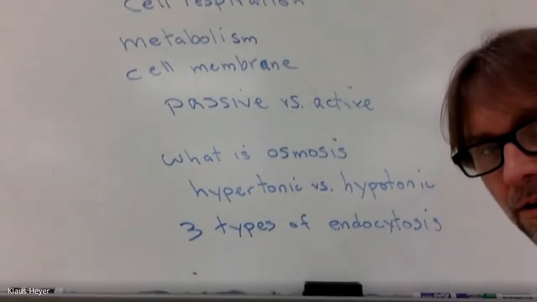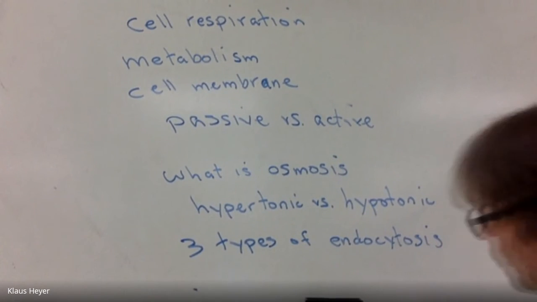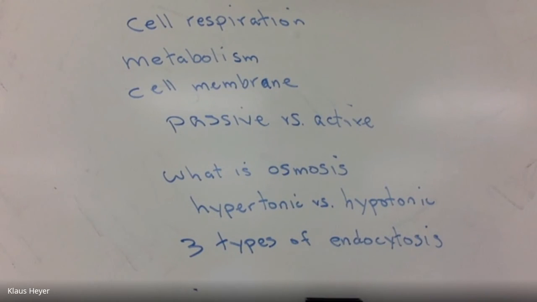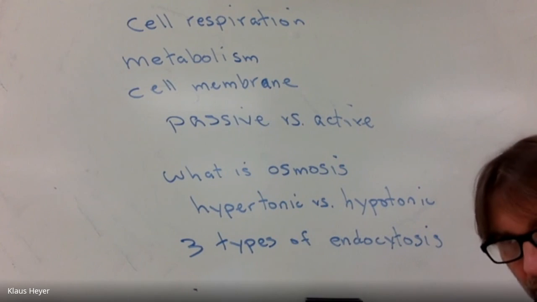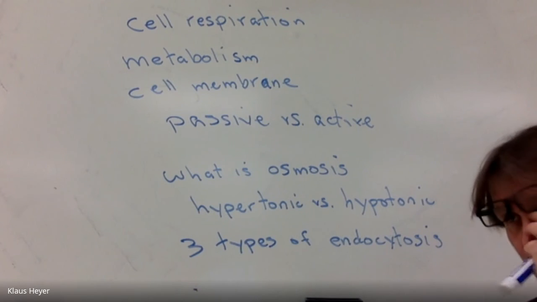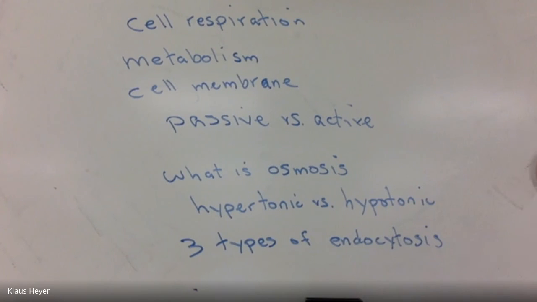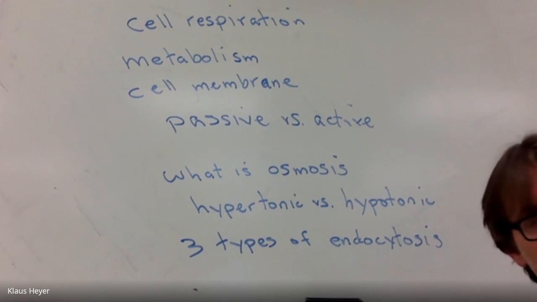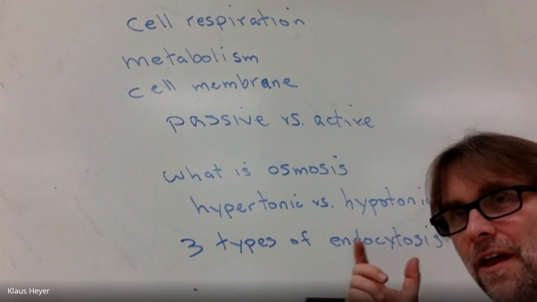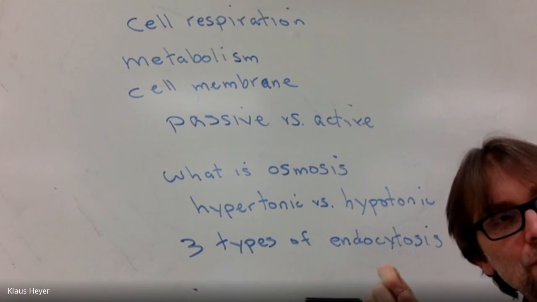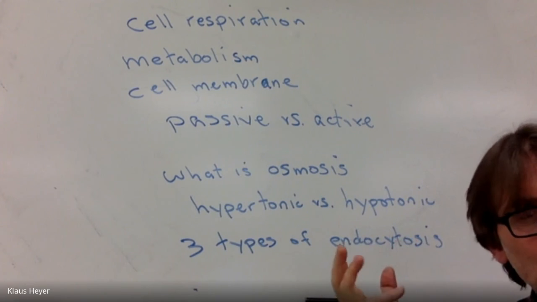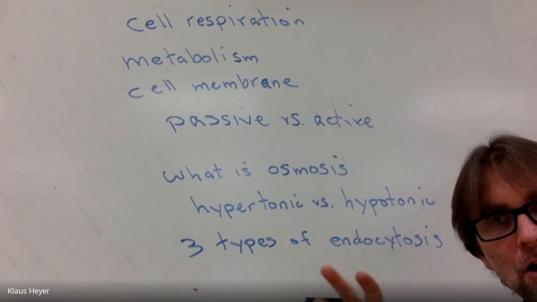And then we talked about endocytosis. There were three types of endocytosis. It's the last slide that we talked about. It was phagocytosis, that's cell eating. Pinocytosis, that's cell drinking. And then receptor-mediated endocytosis. And the key word there is specificity. It's looking for something specific. It's not just eating whatever. It's looking for one particular molecule.